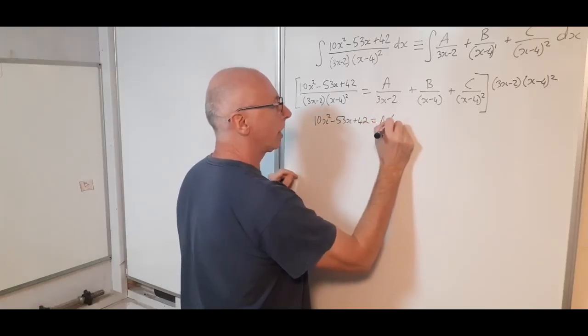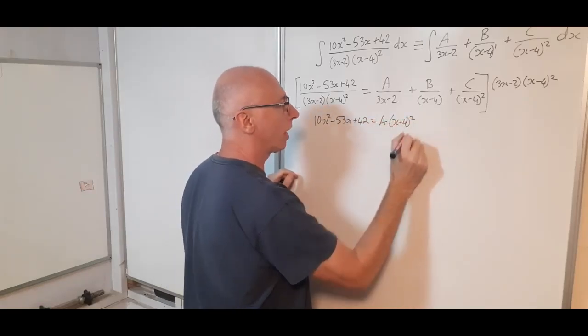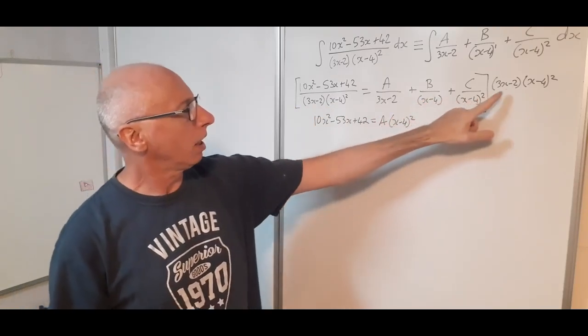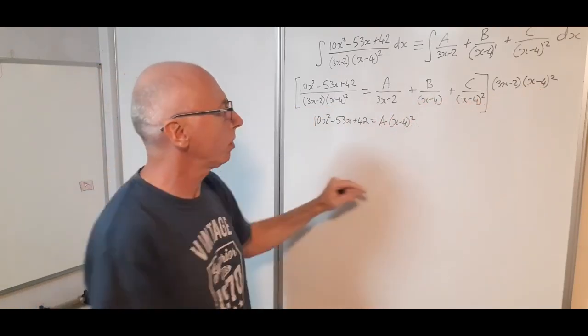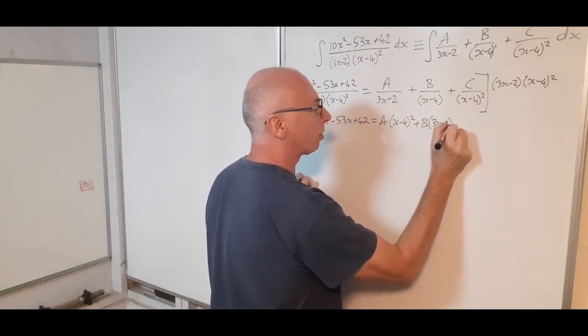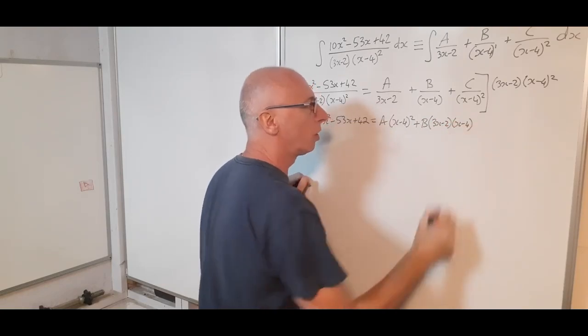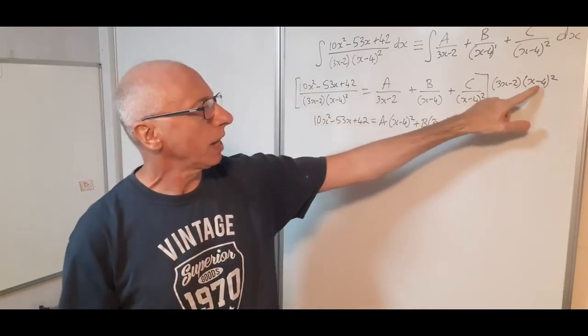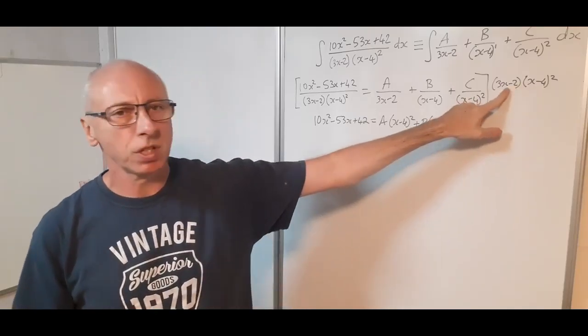So now I've got A times x minus 4 squared. The B, I'll be left with that and only one of those, so plus B times 3x minus 2 times x minus 4. And then with the C, that will cancel and I'll be left with just this linear term.